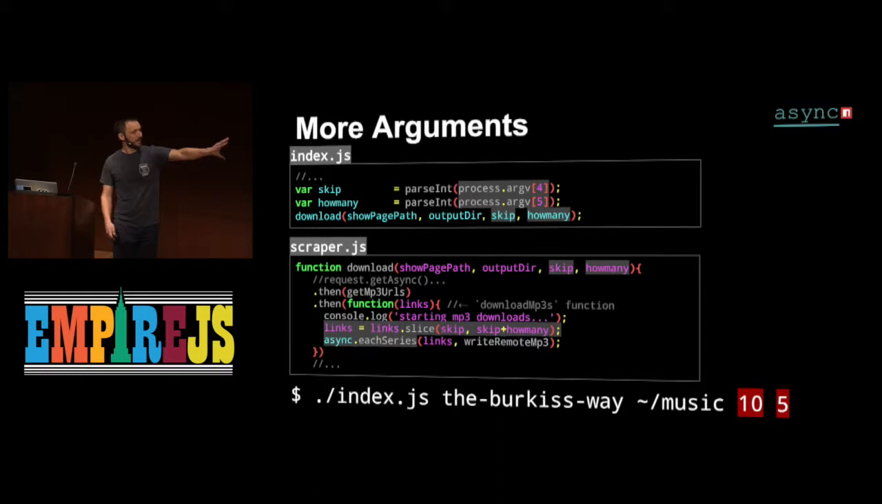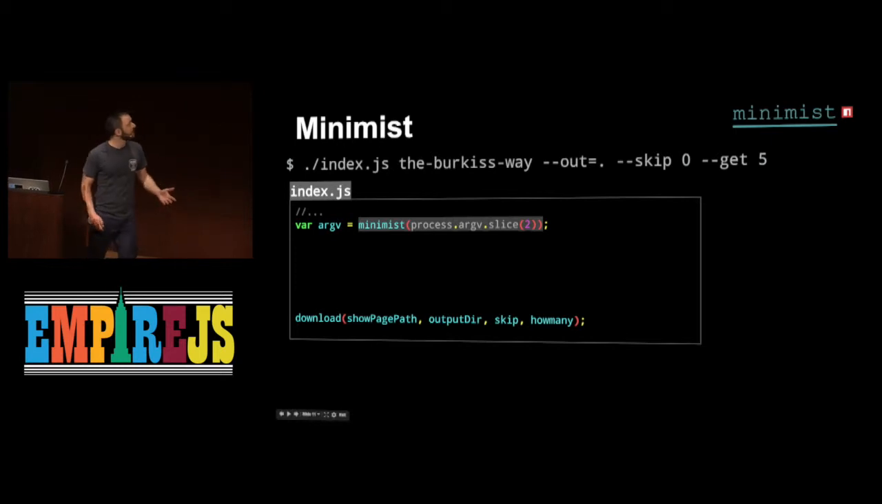Now, it's easy to tell just by looking at this that this is not very intuitive. What is the 10, what is the 5, what order do they go in, etc. So what we want to do is name our arguments, and we're going to use a tool called minimist to parse our switches. Now, our goal is to be able to write index.js the Berkus way, and then an out switch for where we want it to go, a skip switch for how many to skip, and a get for how many to get.